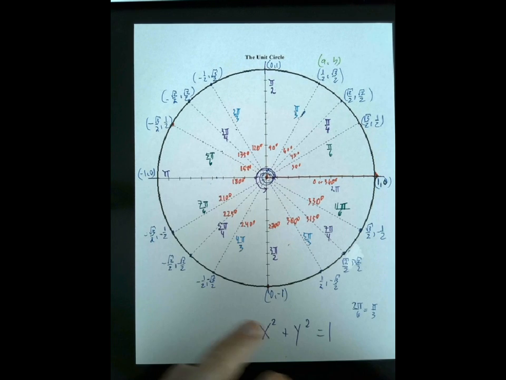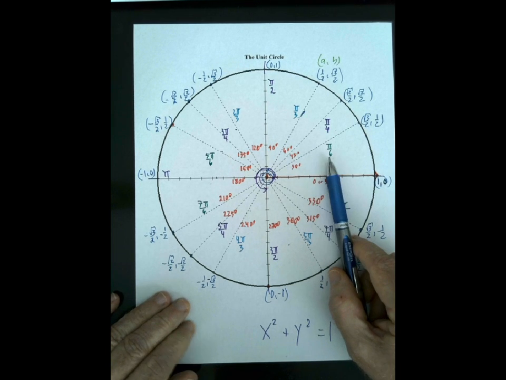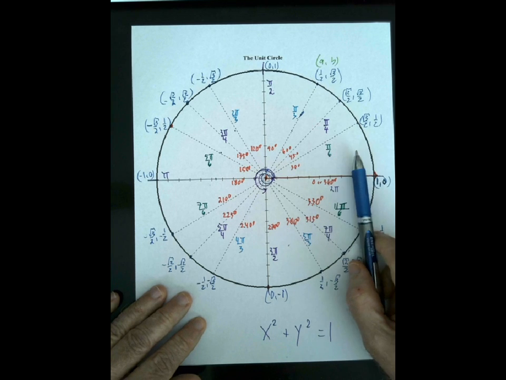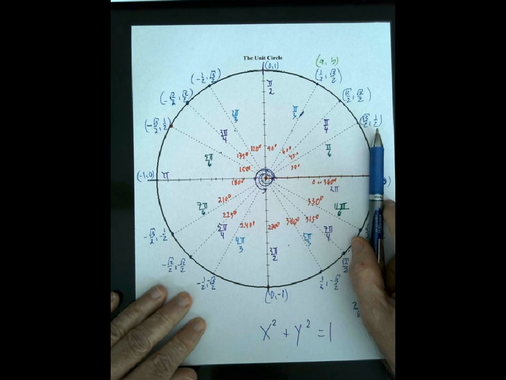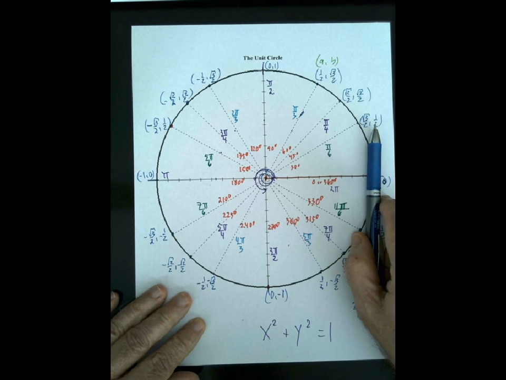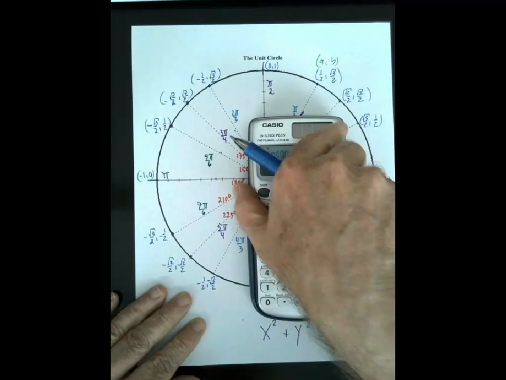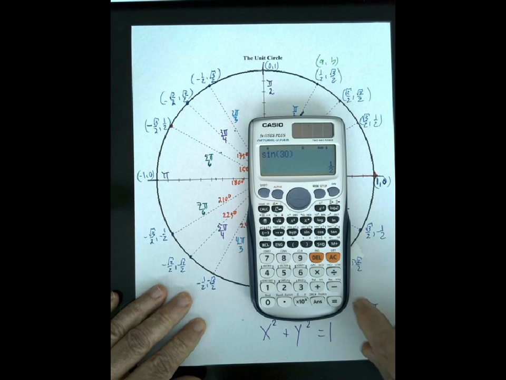Now you can see here 30 degrees, or pi over 6 in radians. Oh, look, that's the 1/2 number here. That was, we're going to call it, the B number from the ordered pair, right? Now, if I do cosine 30.